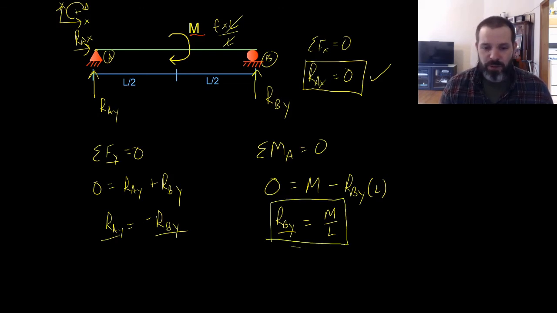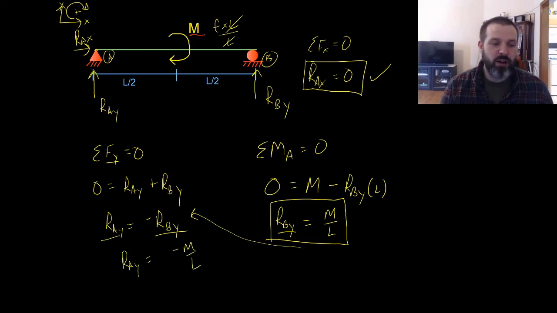If we substitute that back into our sum of the forces in the y equation, we find that RAY is equal to minus M over L. The negative means that RAY is not going up, it is actually going down. So now this beam is in equilibrium with an applied moment.